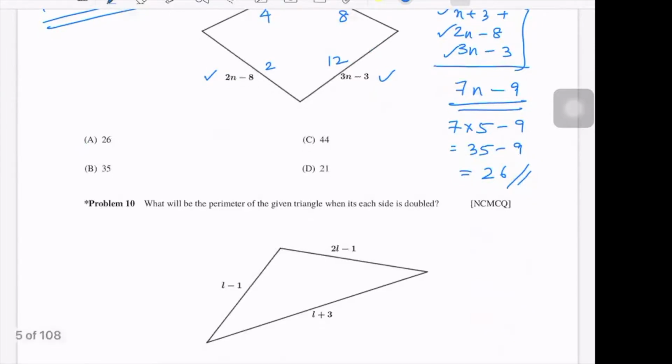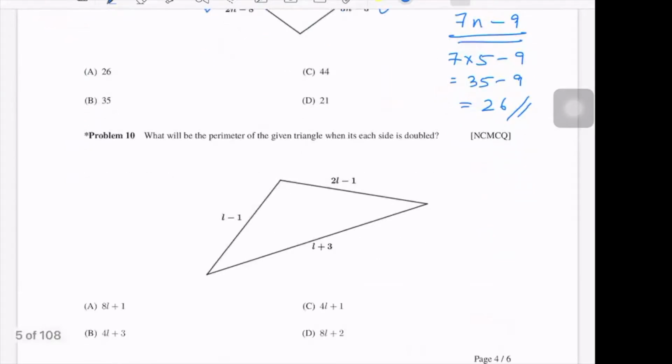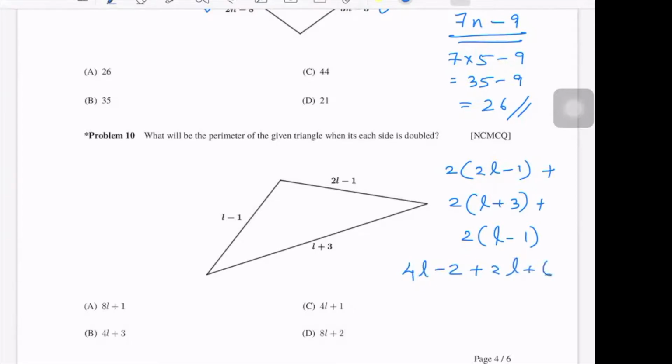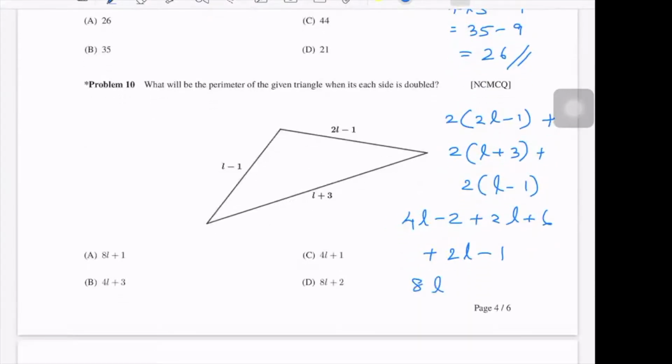Yeah. In this question, problem 10, what will be the perimeter of the given triangle when each side is doubled? Okay. So you're basically doubling each side. So 2 into 2l minus 1, 2 into l plus 3, 2 into l minus 1. So this is 4l minus 2 plus 2l plus 6 plus 2l minus 2. Sorry, it is 2l minus 2. So this is going to be 8l plus 2.